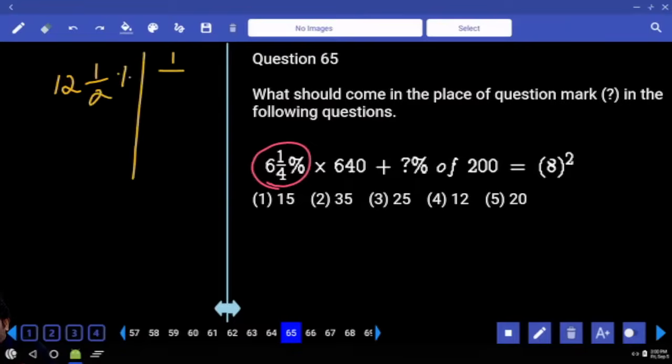12.5% fraction. What is half of 1/2? 1 by 4. What is half of 1/8?